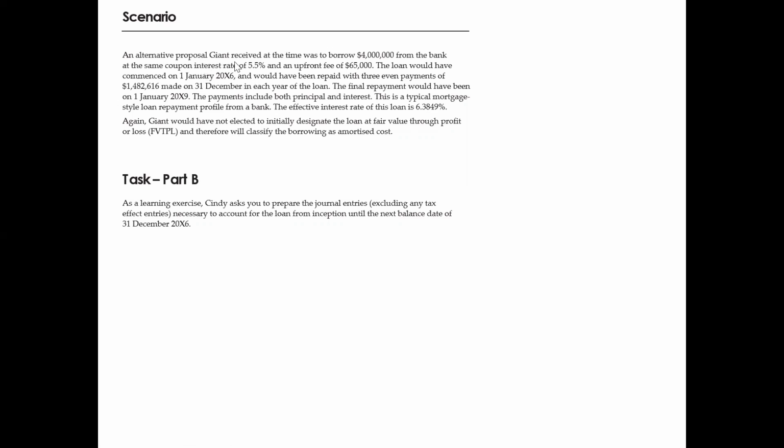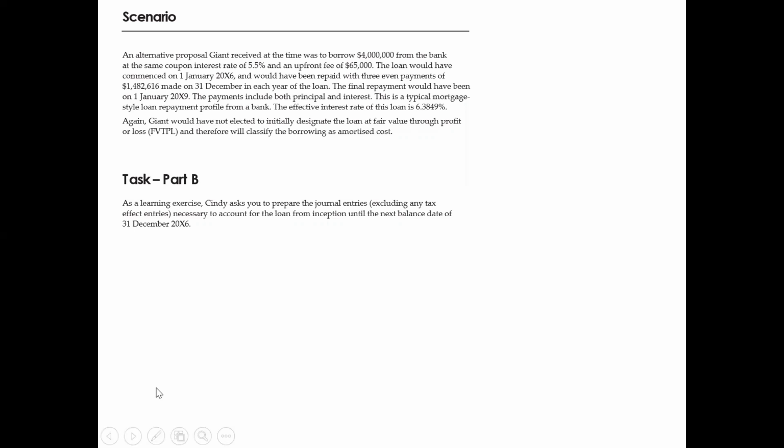So an alternative proposal, the company at the time was to borrow 4 million from the bank at the same coupon rate of 5.5% and an upfront fee of 65,000. The loan commenced on the 1st of January, would have been repaid with 3 even payments of $1,482,606 made on the end of December each year. Okay. And the payments include both principal and interest. And again, this is going to be measured at amortized cost.